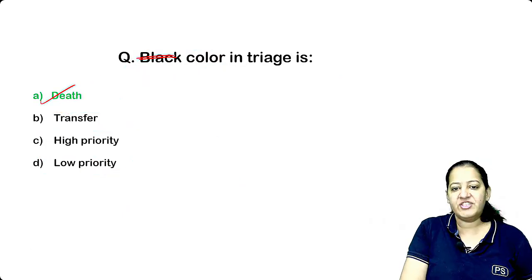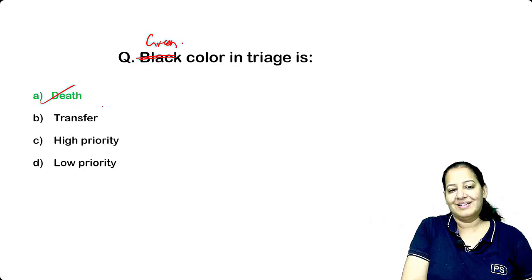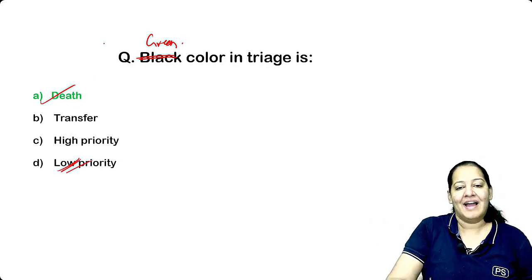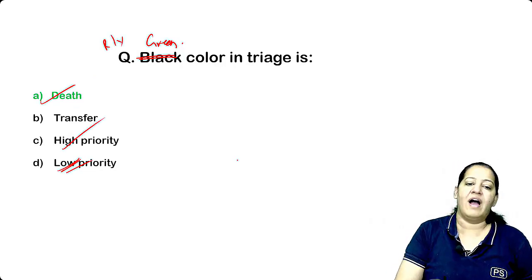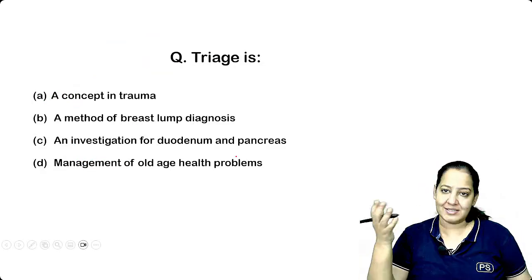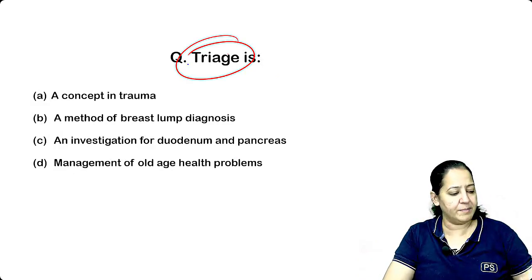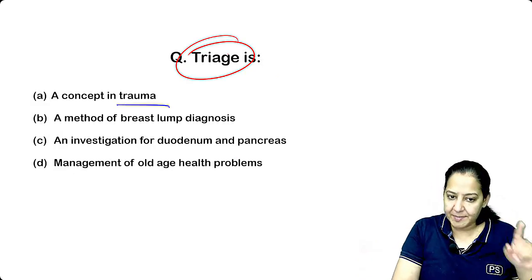If I change from black color to green color, will you change your answer? Green color is low priority, right? And if I change to red or yellow, it will be of high priority. In this way, I can change the question. The answer will change. What is triage? Triage का मतलब क्या होता है? What is triage? Can you tell me the meaning of the triage?